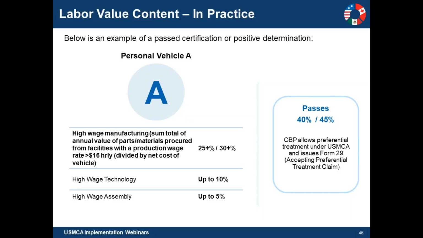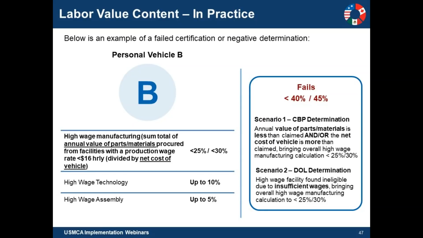Adding these percentages up, the vehicle is greater than 40% if a passenger vehicle, and greater than 45% if a light truck, and thus would meet the labor value content criteria, and CBP would allow preferential treatment under the US-Mexico-Canada Agreement. In this second instance, we have an example of an automotive import that would fail labor value content criteria and thus not receive preferential treatment.